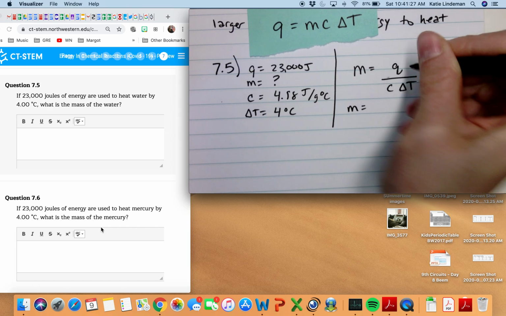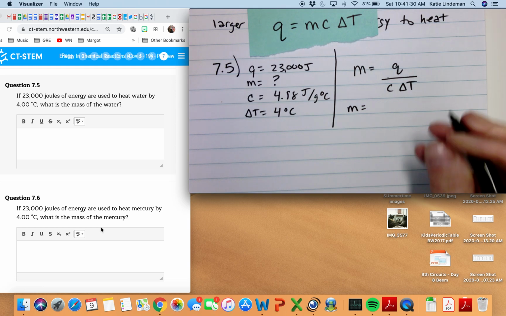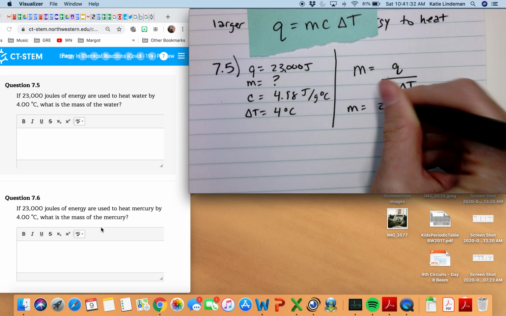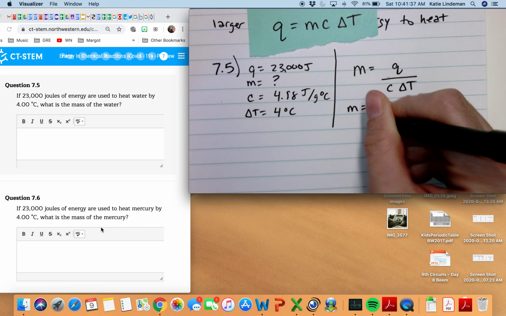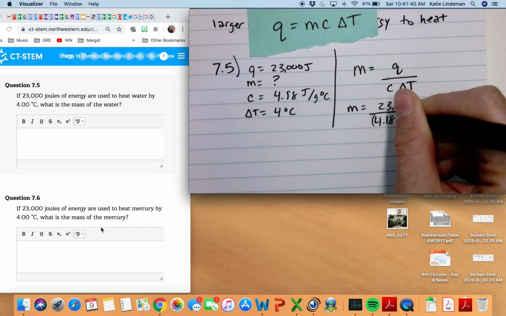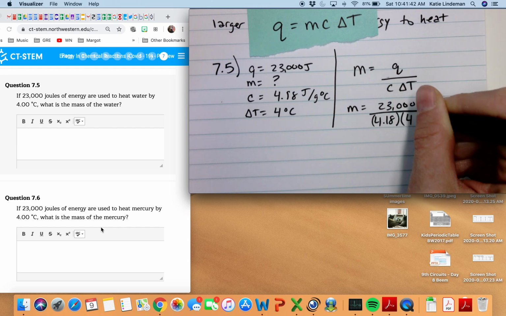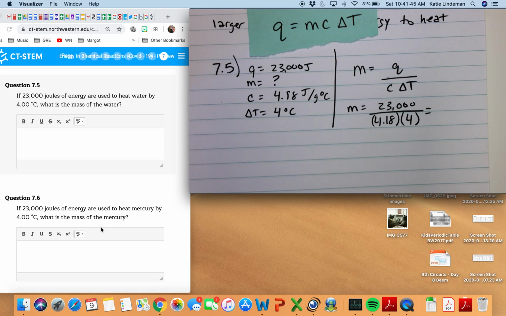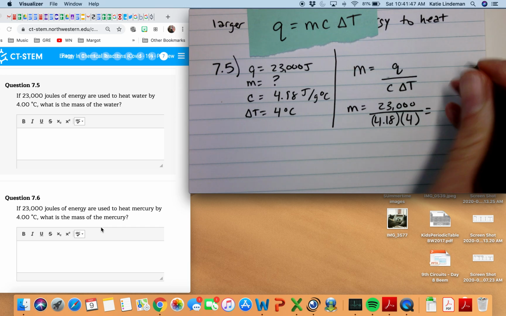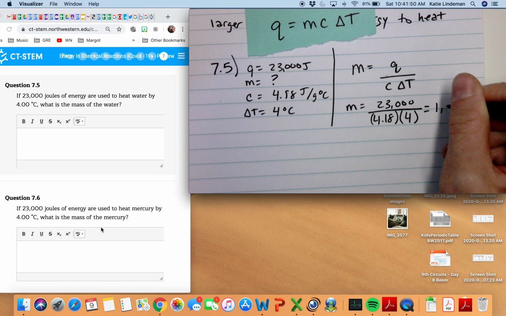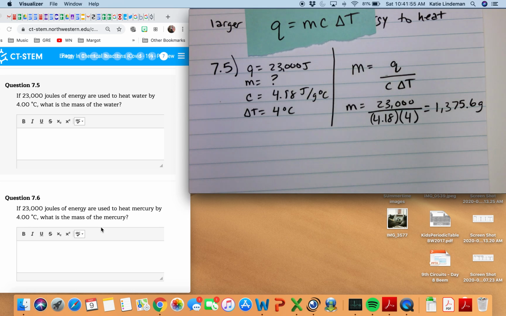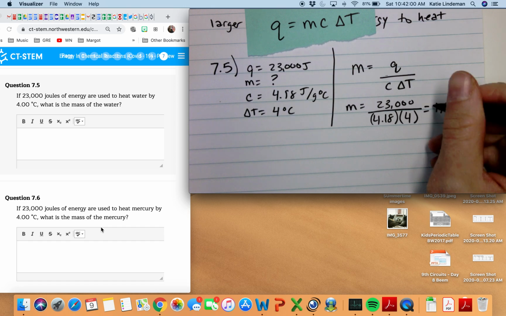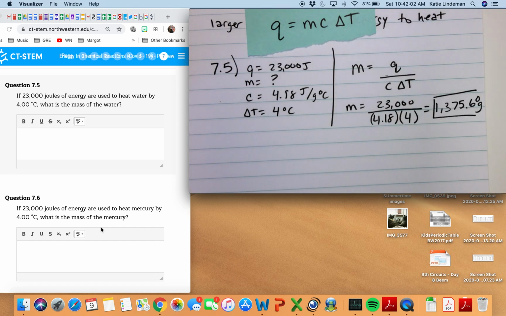So Q, and again, I'm sorry, I write my Q's a little goofy. Q is just 23,000 joules divided by my specific heat, which is 4.18, and my change in temperature, which is 4. And when I solve that out, I should be getting 1,375.6, or 60, sorry. Okay, so that's my answer for that one.